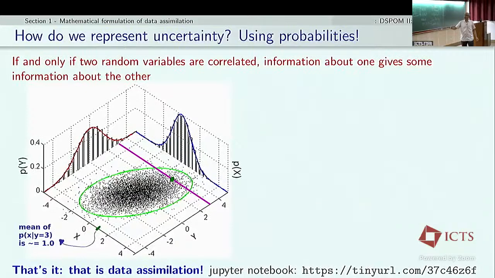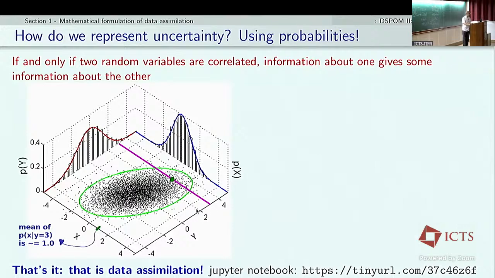So now if you observe, let's say Y equal to 3, for example, what happens to our estimate of the X? Without knowing anything about Y, the distribution of X is what is shown on one of those axes. So the unconditional marginal of X, just the marginal of X, is here in blue. And the mean is 0 in this case.